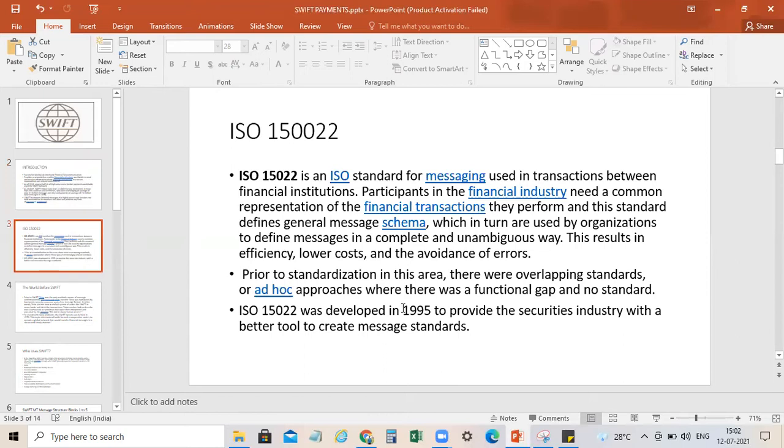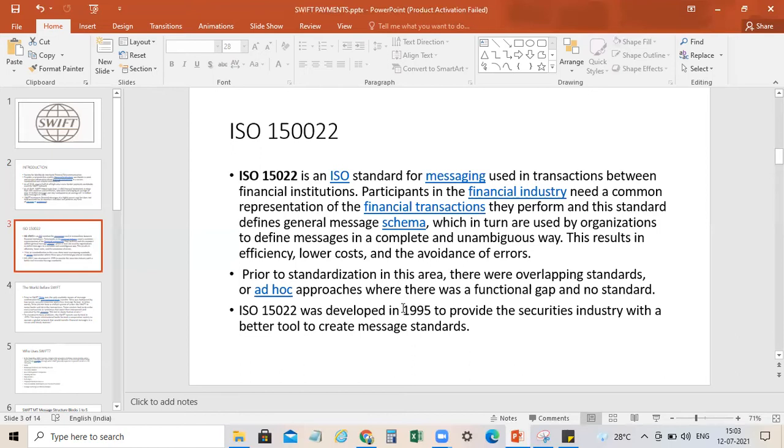We need to understand ISO 15022. This is a very important standardization brought by SWIFT in terms of financial institution transfer messages. Earlier, there was the 7000522 format, which was not so standardized. To bring standardization into financial institution transfer messages, they brought this ISO 15022. It is an ISO standard for messaging used in transactions between financial institutions. Participants in the financial industry need a common representation of the financial transactions they perform, and this standard defines a general message schema, which in turn is used by organizations to define messages in a complete and unambiguous way.